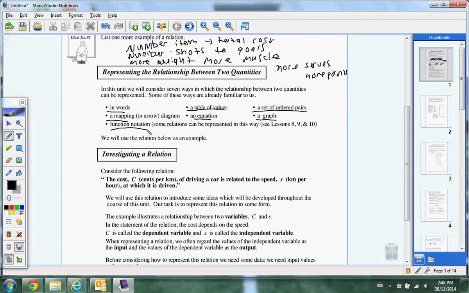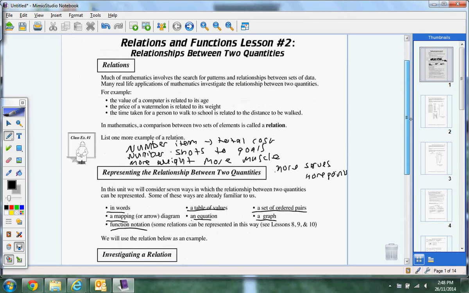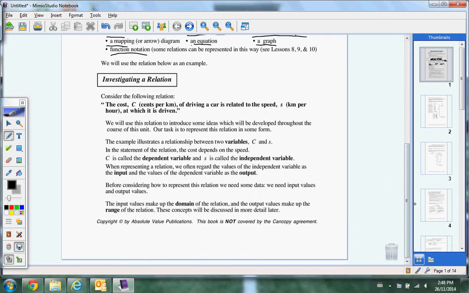Okay, so investigating a relation. Consider the following relation. The cost C, cents per kilometer, of driving a car is related to speed S, kilometers per hour, at which it is driven. We use this relation to introduce some ideas which will develop throughout the course of this unit. This example illustrates a relationship between variables C and S. So we have cost is related to speed. Okay, so what that means is how fast you're going is going to be how much gas you'll burn, right? The more gas you burn, the more expensive your trip is.